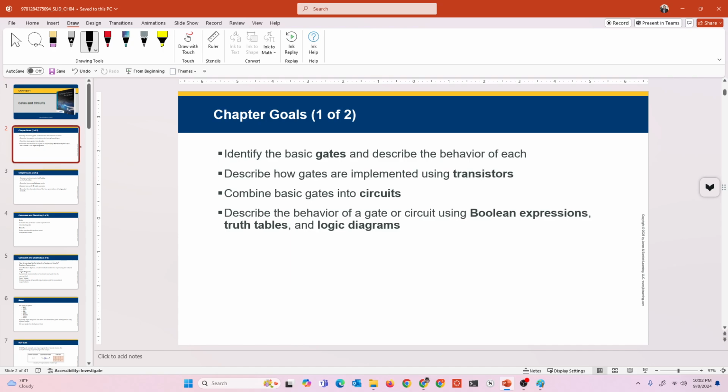So the goal from this chapter is to identify the basic gates, describe the behavior of each, and we're going to see the AND, OR, XOR, NOT. So you'll understand them. And of course, we're going to talk about the nomenclatures. We're going to talk about the way we write the symbols and the operators and things like that. And you may see different types of writing, and I'm going to go into that too.